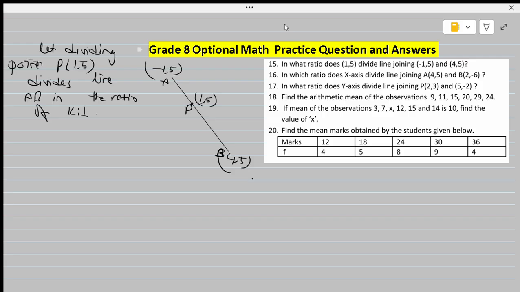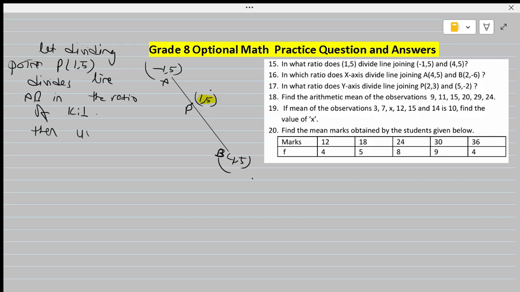Now the dividing point is (1, 5), so both coordinates of the dividing point are given: x is 1, y is 5. So you can use any of the formulas over here. I go with x.